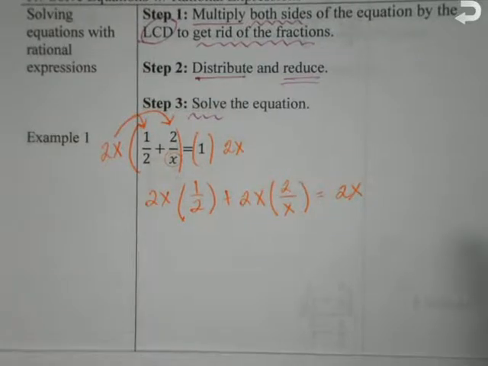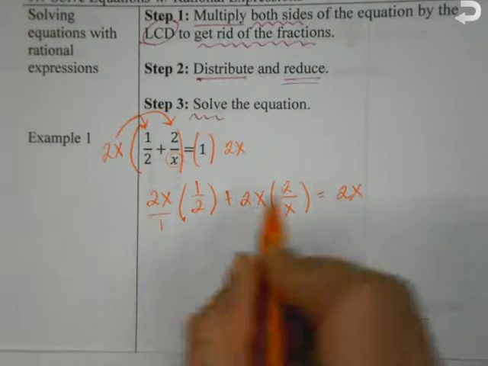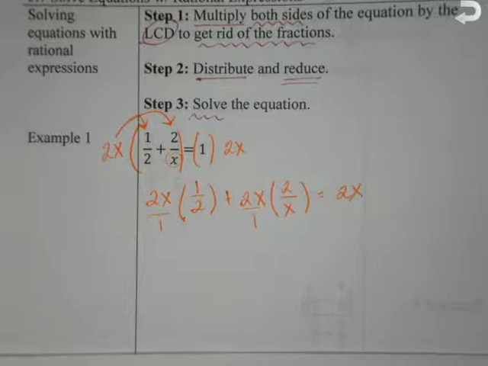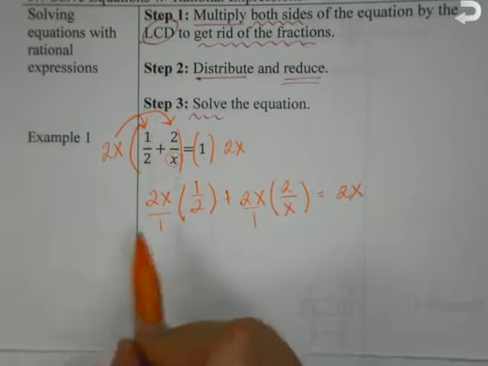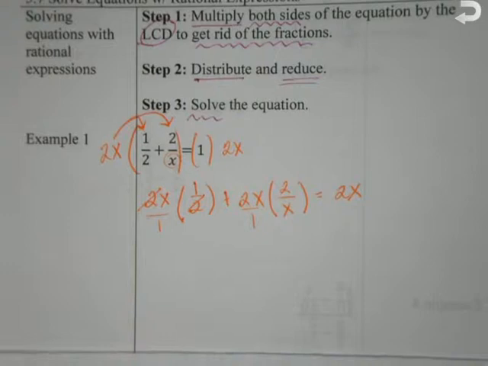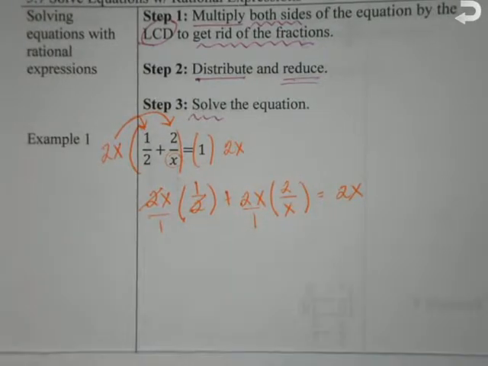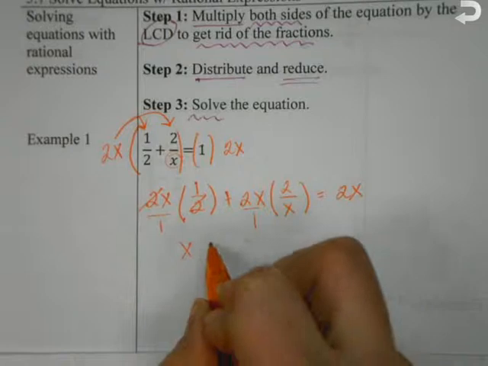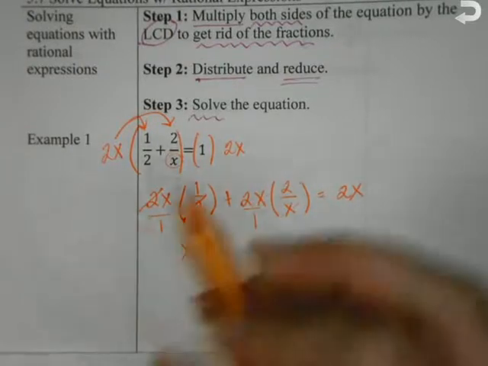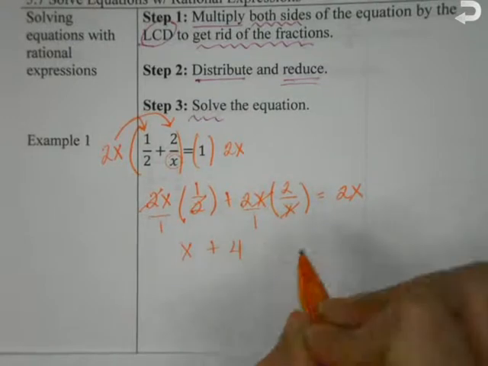Now we're still in step 2, which says that we can reduce. 2x is the same as 2x over 1, so we can cross-reduce here. Where can I cross-reduce? 1/2 reduces with the 2's. And then we have to multiply what's left over. X times 1 gives me x. Plus, look at the second one, what reduces there? The x's. So 2 times 2 gives me 4 equals 2x.